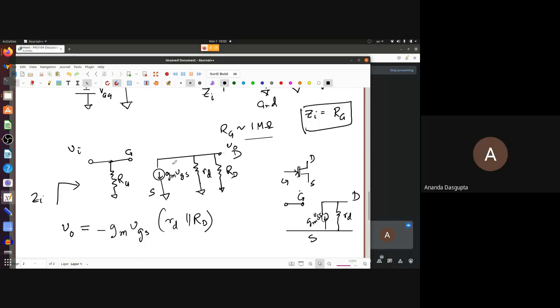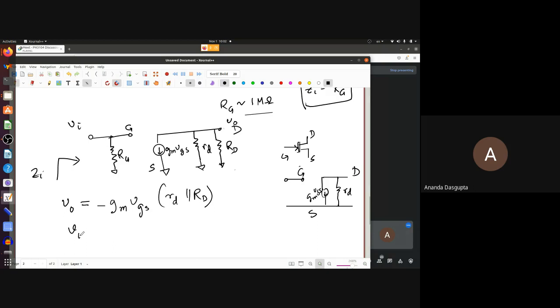There's no gm vgs flowing this way, right? So it's moving this way. That would actually have produced a voltage drop between this ground and the drain. What you want is the voltage drop between the drain and the ground. So there's a minus sign. That's simply a matter of the direction in which gm vgs is flowing. Okay? So that's VO.